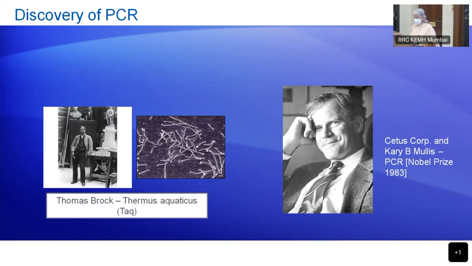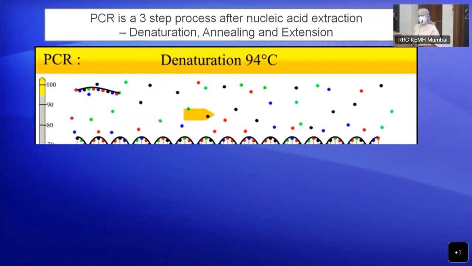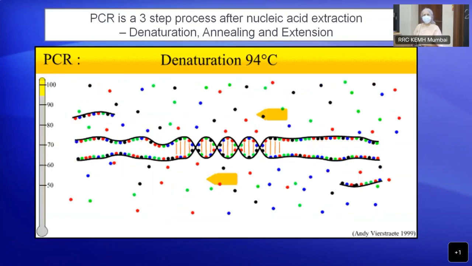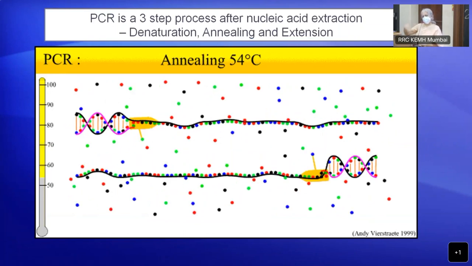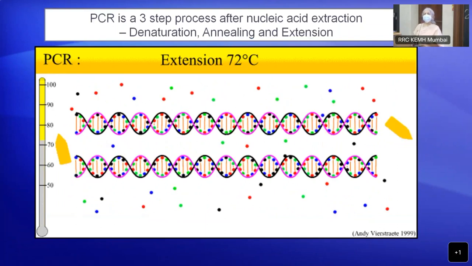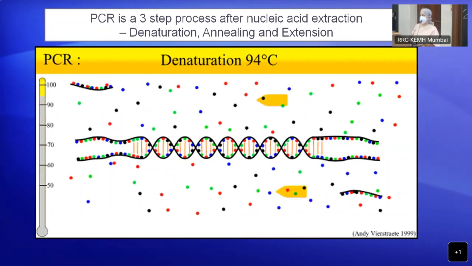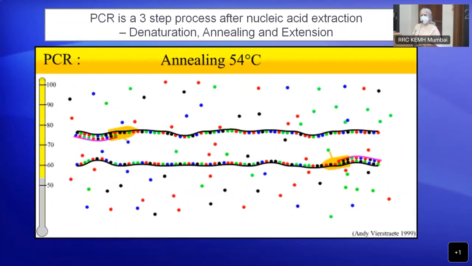These are the individuals who should be credited for PCR, which is being increasingly used and has brought about a sea change in the way we do diagnosis today. Kary Mullis is the one who was awarded the Nobel Prize for the same. So the basics of PCR is that there are three processes here. First, you have to denature the DNA, double-stranded to single-stranded. What we want is multiple million copies, right? So you have to make multiple copies of the single stranded DNA of the original template, right?